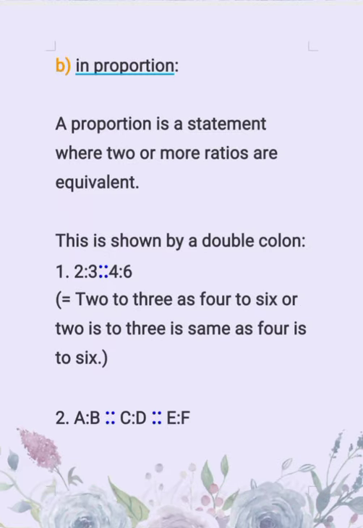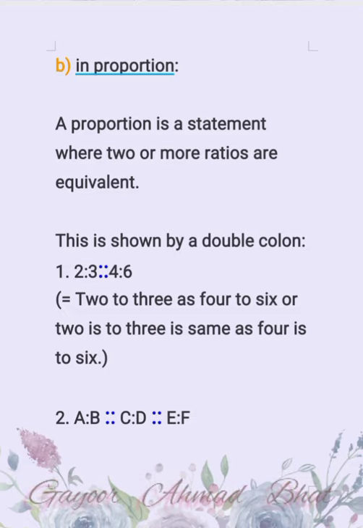B, in proportion. A proportion is a statement where 2 or more ratios are equivalent. This is shown by a double colon. For example, 2:3::4:6. This is voiced as 2 is to 3 as 4 is to 6, or 2:3 is the same as 4:6.